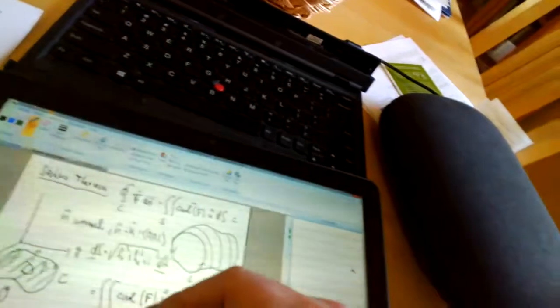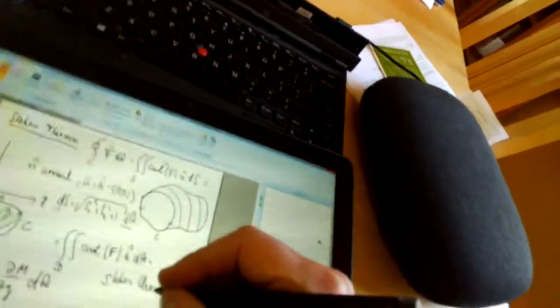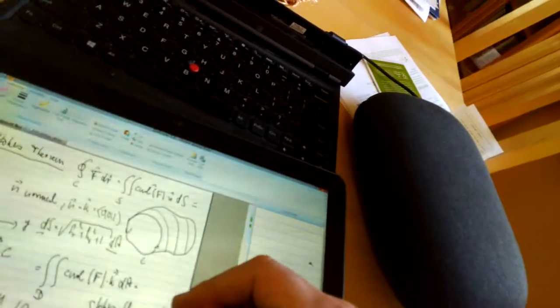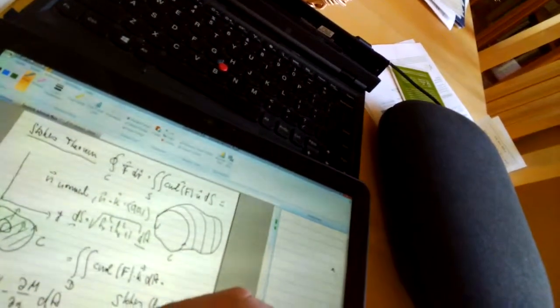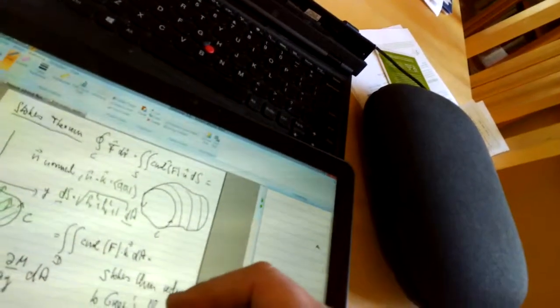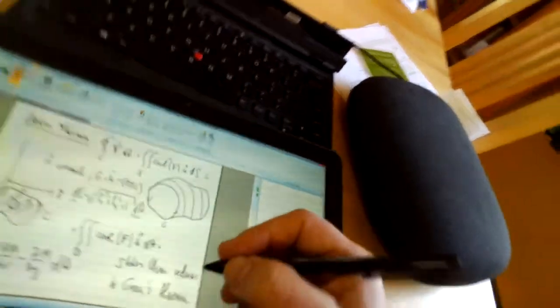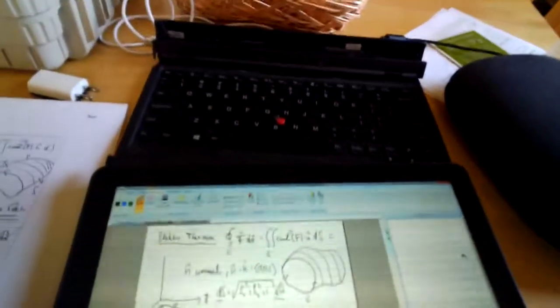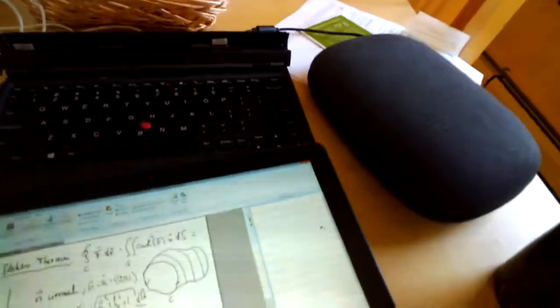So what we have is Stokes' theorem. Stokes' theorem reduces to Green's theorem if the curve C is in the xy plane, is only a 2-dimensional curve. And that's the relation between Stokes' theorem and Green's theorem.